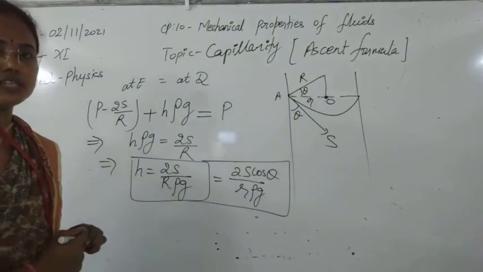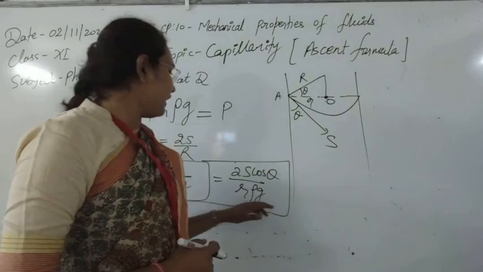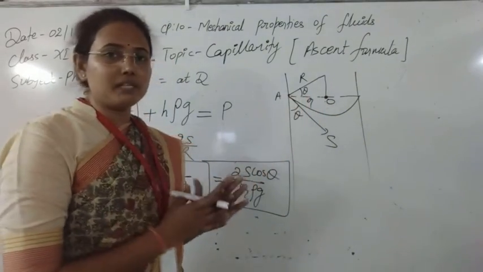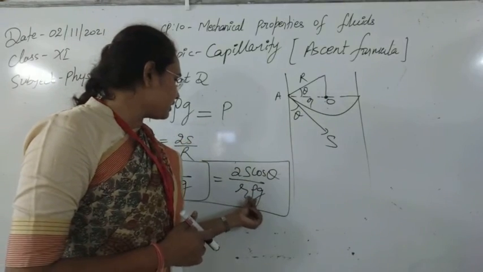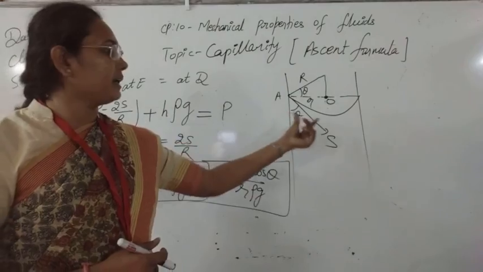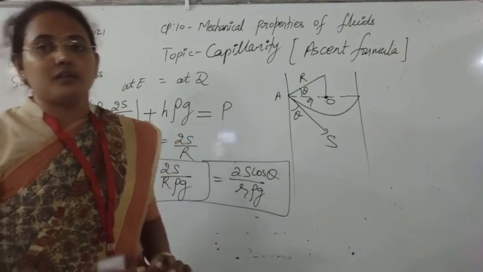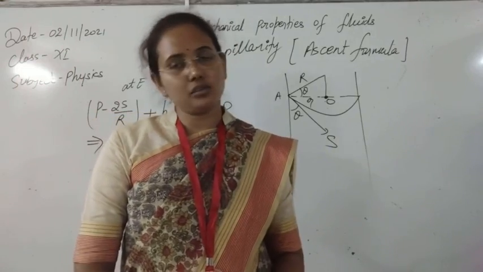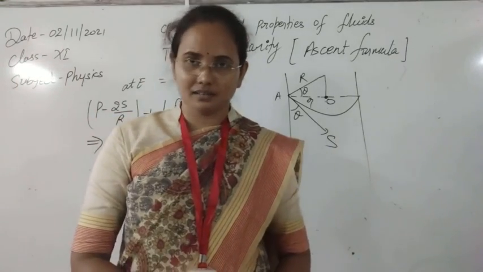You can see now the ascent formula depends on a lot of factors: the dimension of the capillary tube, the density, the surface tension, and the angle made by the surface tension. So students, I think capillary action and the ascent formula are clear. Let's end our class here with this discussion. Thank you, students.